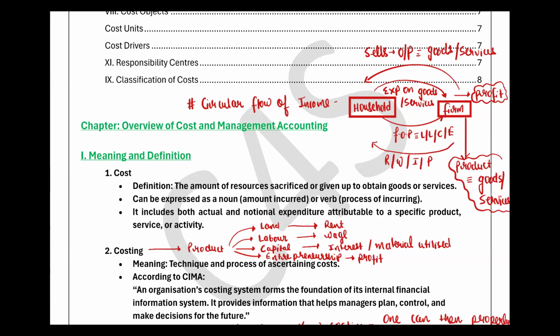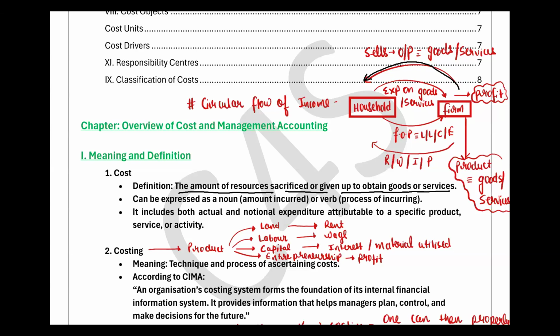I have given you an analogy to understand this definition, because it is a theory subject. What has been given: the amount of resource sacrificed or given up to obtain goods or services. Once any goods and services have been obtained by the household, suppose you get the salary.